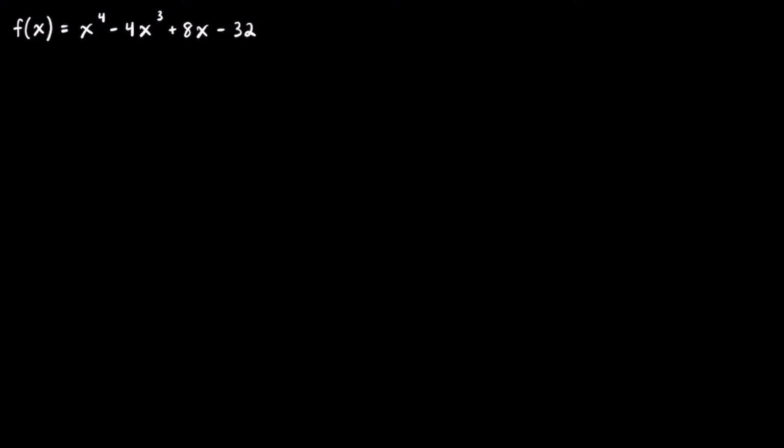In this video, I'm going to try to simplify down polynomials for you. For this particular video, we're going to look at this function of f of x is equal to x to the fourth power minus 4x cubed plus 8x minus 32. Since the highest degree of this polynomial is to the fourth power, this is a quartic polynomial.